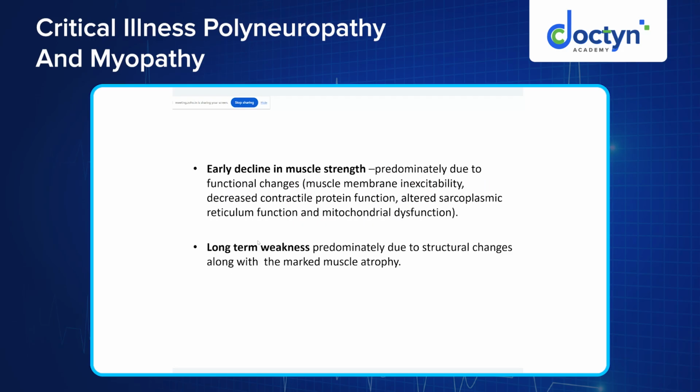Early decline in muscle strength is predominantly due to the functional changes. There is muscle membrane inexcitability, decreased contractile protein function, altered sarcoplasmic reticular function, and mitochondrial dysfunction. Long-term weakness is predominantly due to the structural changes, along with the marked muscle atrophy that can be seen.